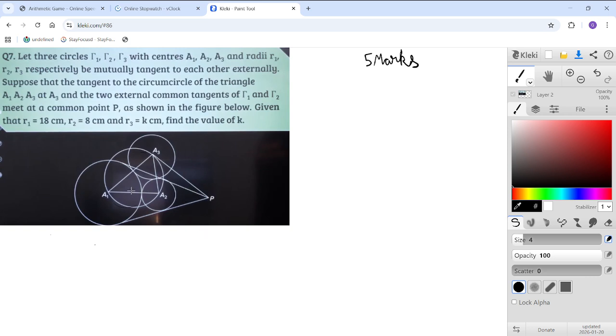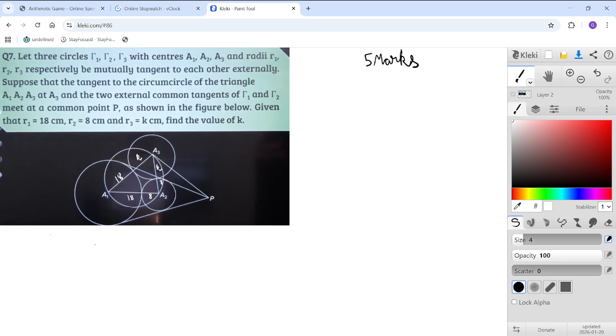All right. So now the value of this side is given as 18, this side it is 8, and this side it's K. So we have to find the value of K, given that these conditions are met: the tangent drawn at A3 and these two direct common tangents meet at a common point P.